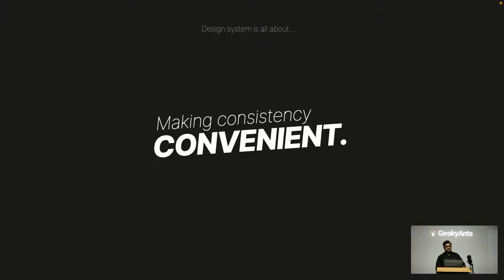Okay, so again, design system is all about making consistency convenient. This was a very interesting learning for me. Consistency is hard, as we just saw. And this is exactly where design system came in for us, scaling that language across all the different products and screens that we had. So making that consistency convenient was a key value add that we felt, looking back, for design system.